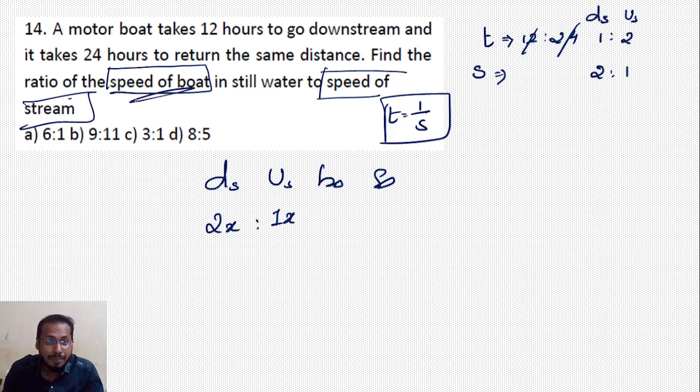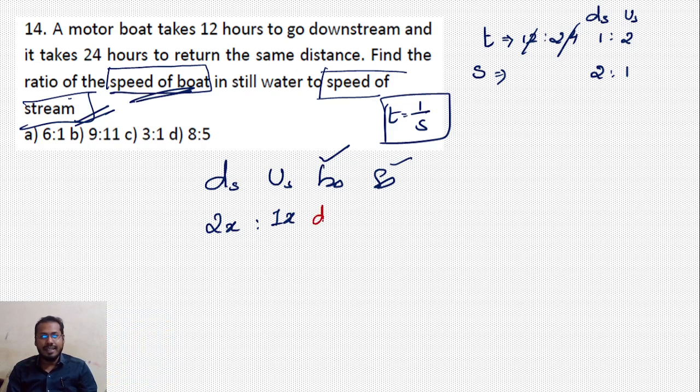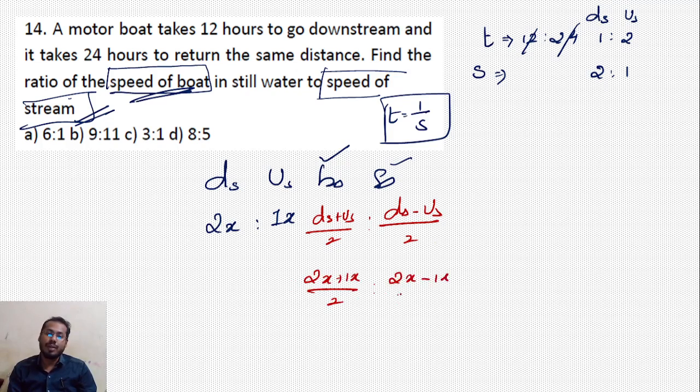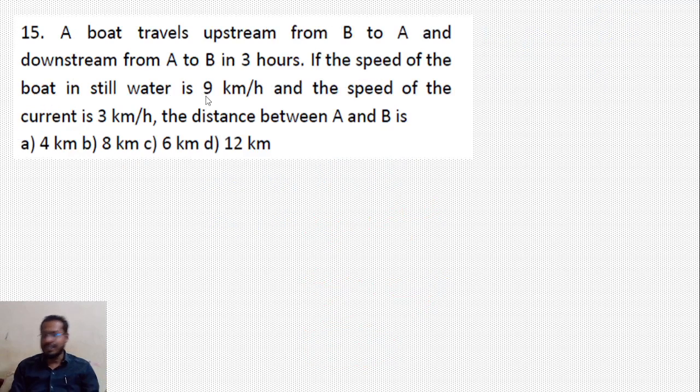But they needed the speed of the boat and the ratio for the speed of the stream. So what is the formula for these two? Look at this: bs is ds plus us over 2, and for ss, ds minus us over 2. So 2x plus 1x over 2, and another one is 2x minus 1x over 2. So the 2 gets cancelled, 1 is 3 and the other is 1. 3:1 is the right answer. Got it? Next question.